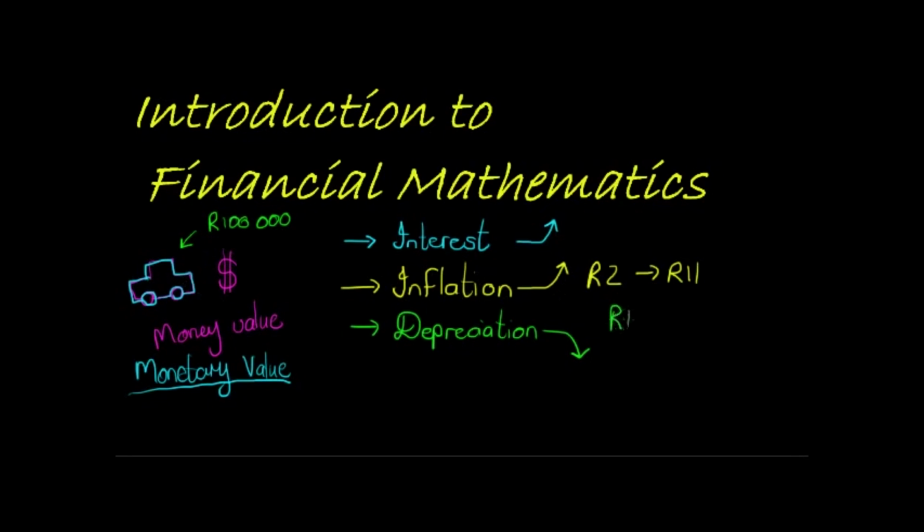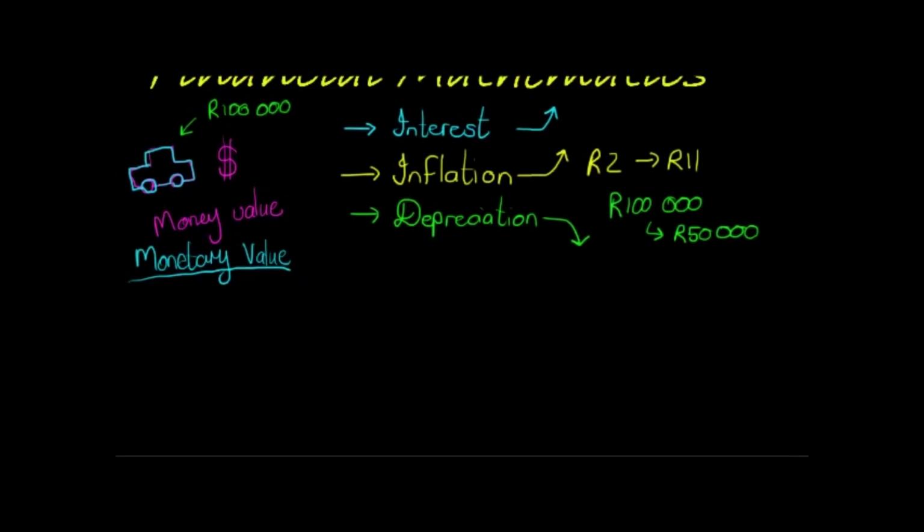So 100,000 might only be worth 50,000 in a few years' time, and it's not because of any other reason than the value of the asset or whatever thing I'm talking about has actually decreased over time because of wear and tear and actually just not being a new thing anymore. Anyways, let's just talk about the rate of change.